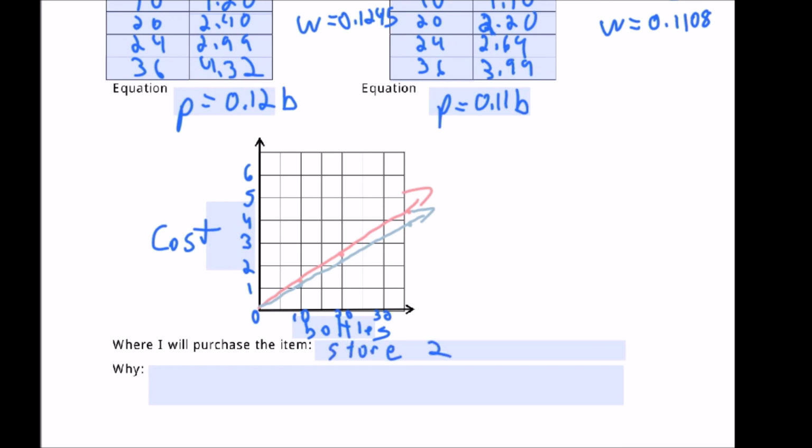And the reason was it costs less. And that should be pretty much the reason for all of them. What you want to write is something to the effect of it's only 11 cents per bottle, whereas store 1 was 12 cents per bottle. Just write a simple statement like that and you'll be fine. And you'll do that for all 6 of your items you found. And that's pretty much it.